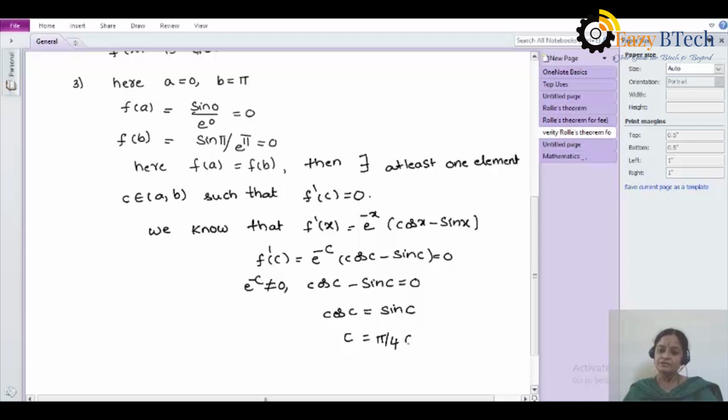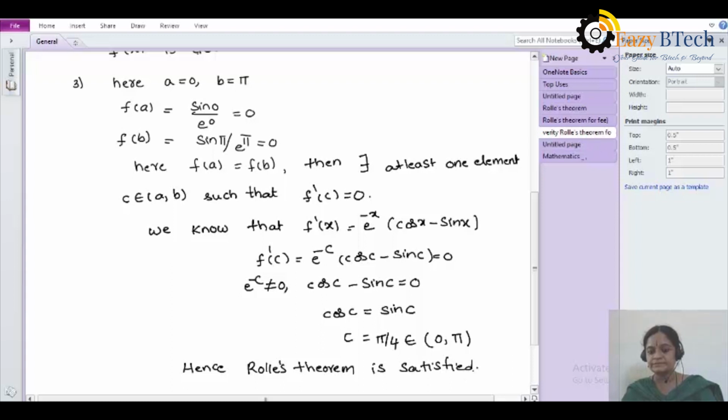Our interval was given as 0 to pi. Then the c value belongs to (0, pi). So according to Rolle's theorem, hence Rolle's theorem is satisfied. Yeah, one more problem about Rolle's theorem.